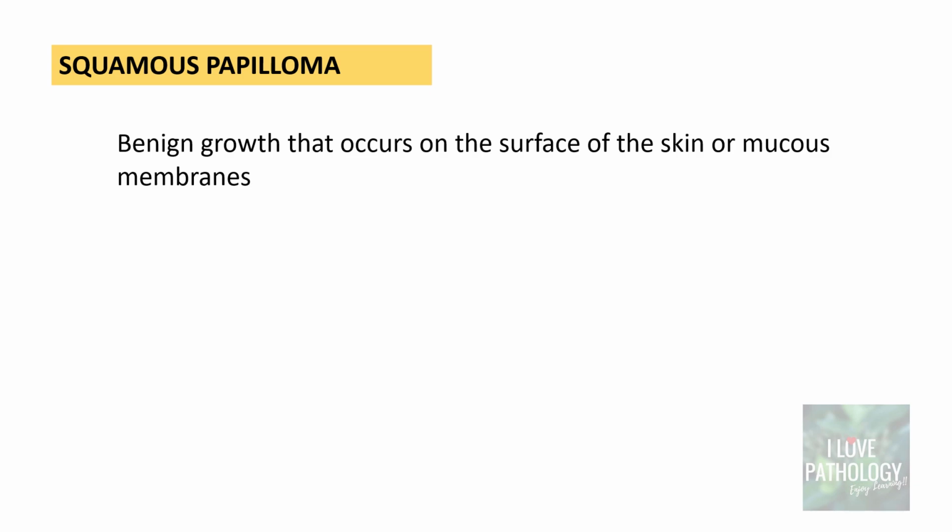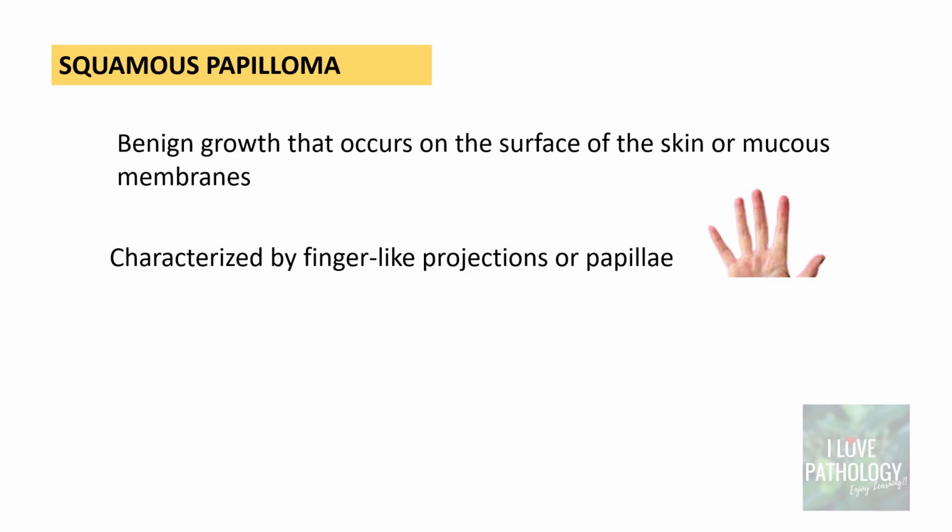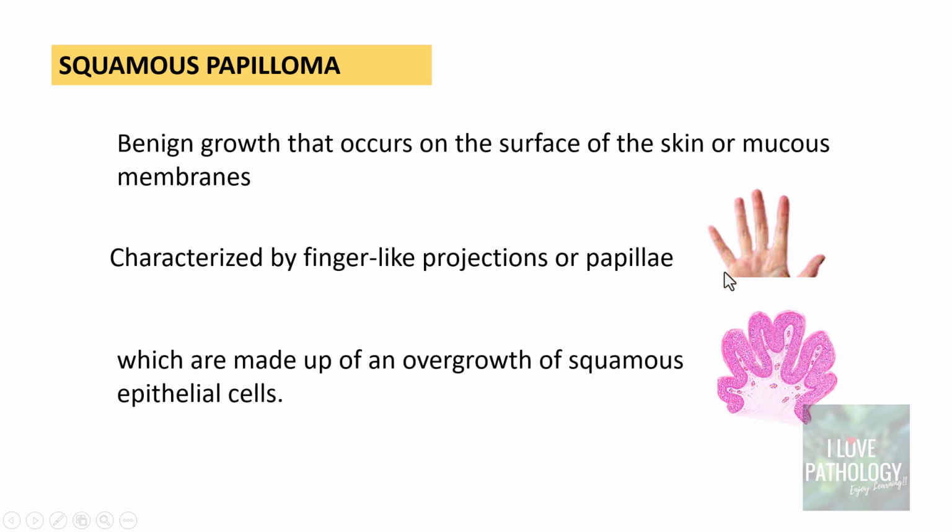So, what's squamous papilloma? These are benign growths that occur on the surface of skin or mucous membranes. Basically, they are characterized by finger-like projections, called papillae, and each of these papillae is made of an overgrowth of squamous epithelial cells. So, remember, squamous papilloma is basically finger-like projections made up of overgrowth of squamous epithelial cells. So, what are the various sites where squamous papillomas can be seen?